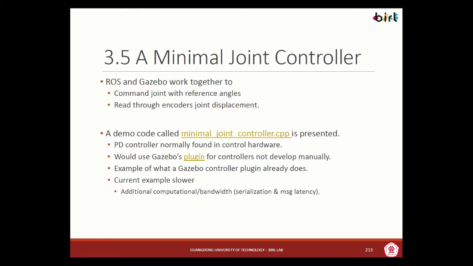So that actually means that we need to start connecting the URDF with Gazebo with ROS control. So we'll have a brief introduction to ROS control here today. So ROS and Gazebo work together to command the joint with reference angles. And we're also going to be able to read the joint displacement through an encoder.